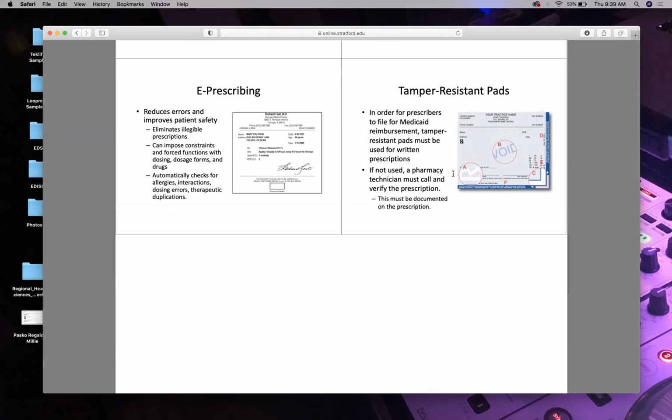Now, tamper-resistant pads, but many people use e-prescribing because that's the easier way to do it. Because if I e-prescribe, all the patient has to do is either call into the pharmacy or just show up. It's just easier. But you could have old school. My mom is one of these old school people because she's got trouble on the interwebs. She still writes this stuff out.